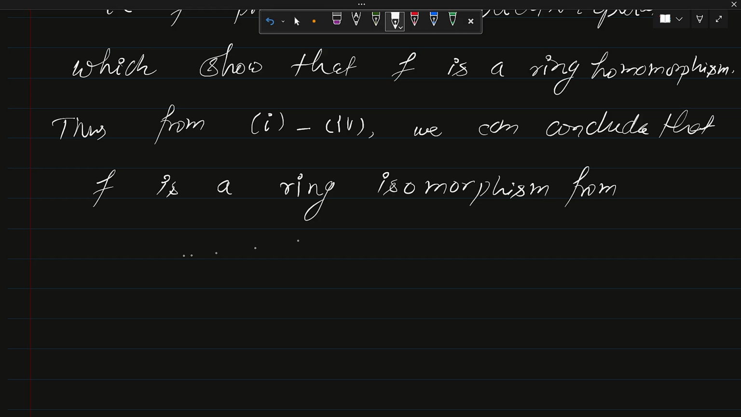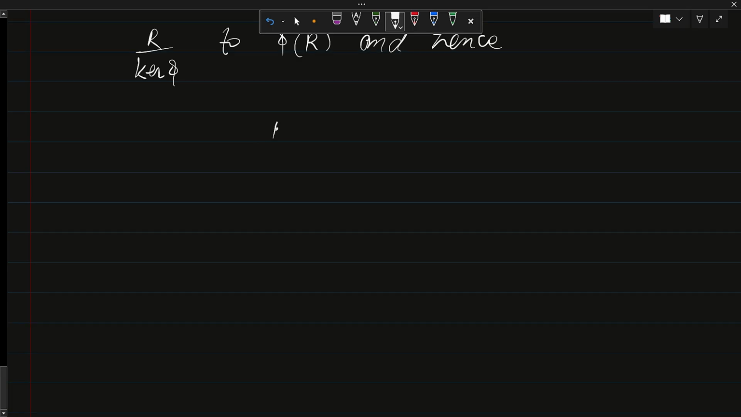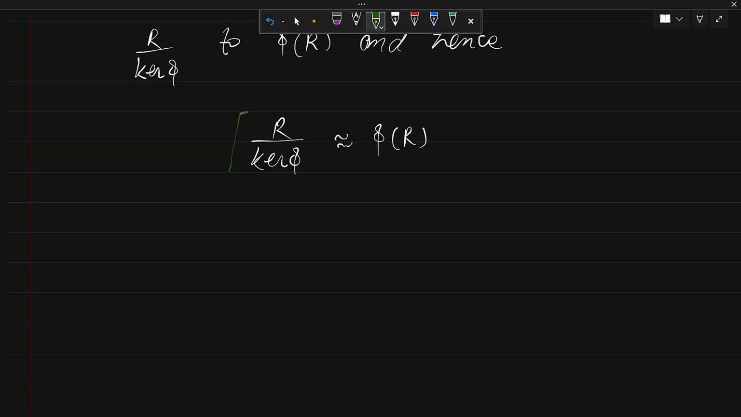from R by kernel of phi to phi R, and hence we are having this beautiful relation, that is R upon kernel of phi is isomorphic to phi of R, and this is a very important conclusion, और यही है हमारा first isomorphism theorem. Okay, so let me write. Okay, this is our first आइसोमॉर्फिज्म थ्योरम फॉर रिंग.